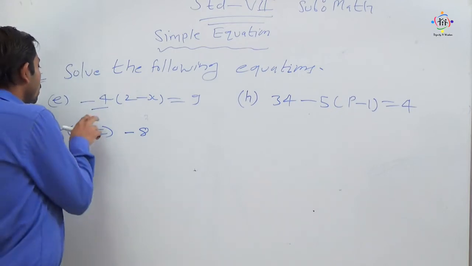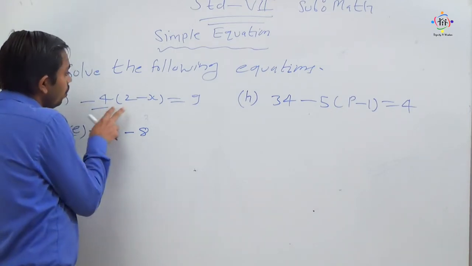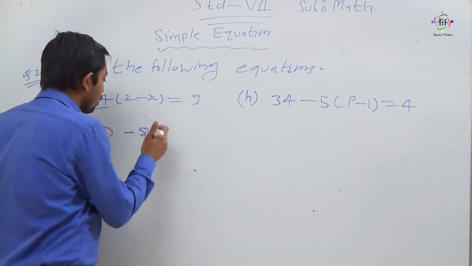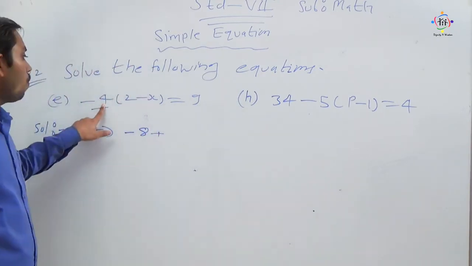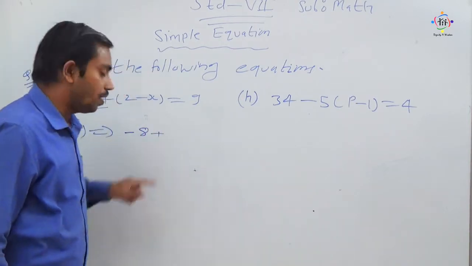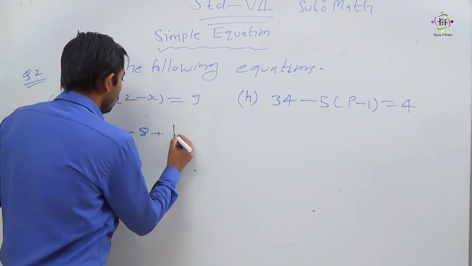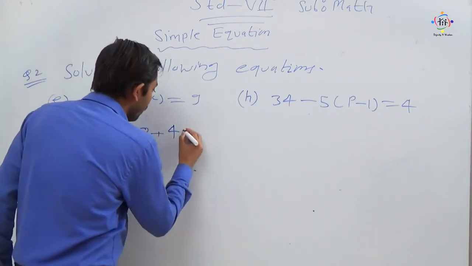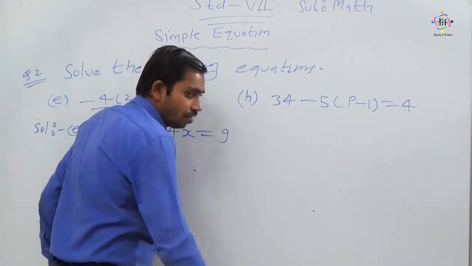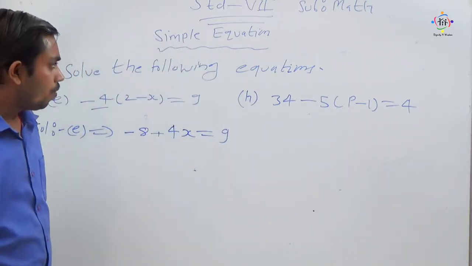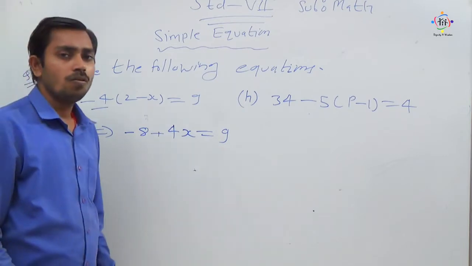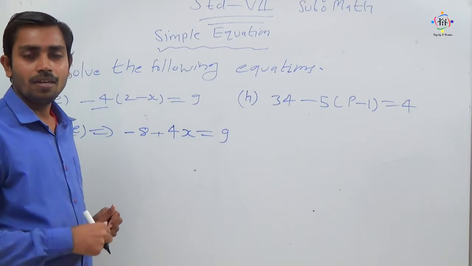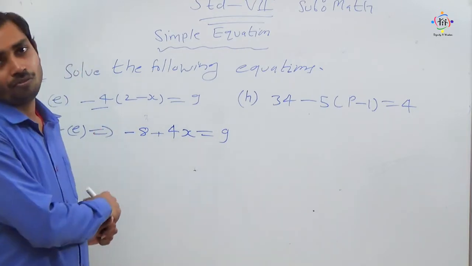Now similarly, let us multiply this -4 with minus 6. Here a minus sign is given. Minus into minus is plus. Now 4 into x will be 4x. So what we got? Minus into minus becomes plus, 4 into x is 4x, is equal to 9. I hope all of you understand. Our main concept is to segregate the variable on one side and the constant on the other side.